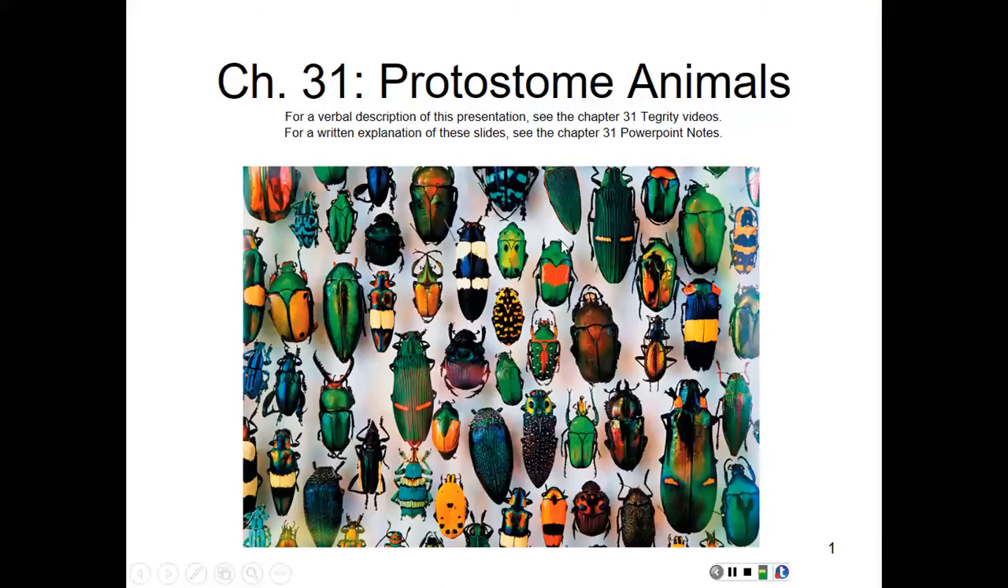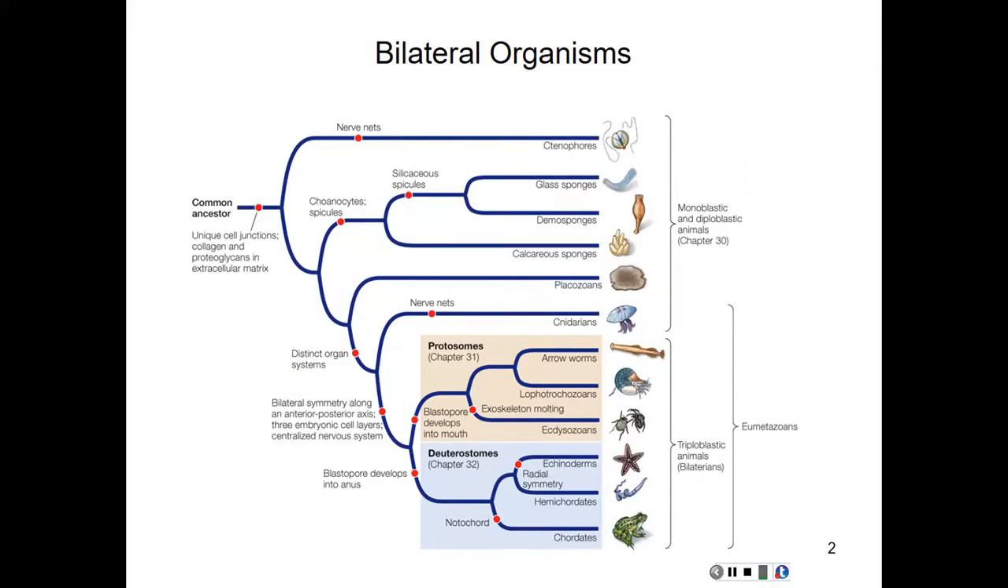Okay, so let's talk about the protostomes. Chapter 31 is talking about a group known as the protostomes. Last chapter we talked about these monoblastic and diploblastic animals. Now everything we're going to talk about is in a clade called Bilateria. So they are all animals that have bilateral symmetry. They are all triploblastic with bilateral symmetry. And we divide them into three smaller clades.